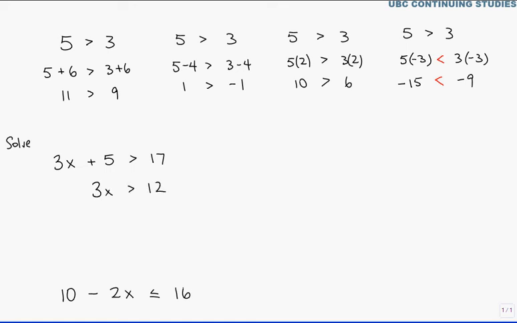If I subtract 5 from 17, I get 12. So now to isolate the x, I want to divide both sides by the coefficient 3. It's positive, so I do not have to change the direction of the inequality.